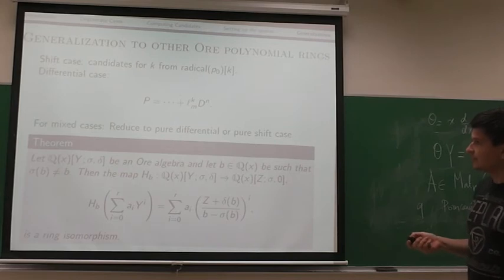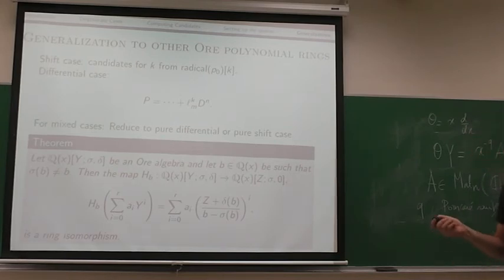And for mixed cases, I can always reduce a mixed case to the pure differential or pure shift case by this theorem, which is a classic theorem, sometimes called the Hilbert twist reduction. So a very fancy name. But it's an isomorphism between two Ore algebras. So I start with one Ore algebra which has a non-trivial shift and a non-trivial derivation, and I end up in an Ore algebra which has only a non-trivial shift.